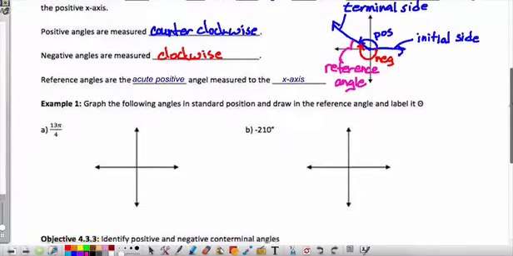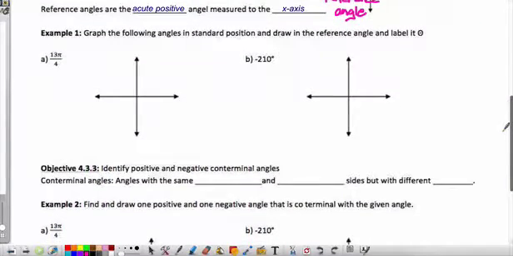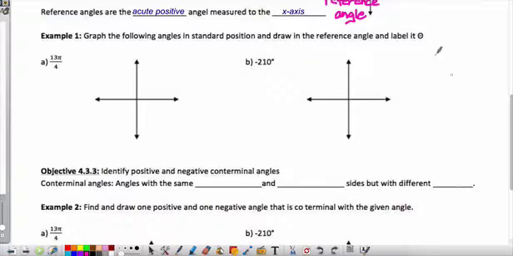So example 1 here, graph the following angles in standard position and draw in the reference angle and label it theta. We're also going to find out what that measurement is. All right, so 13 pi over 4. You could just change this to degrees, but it's really helpful if you can get used to counting by fractional parts. And it sounds hard and we're scared of fractions, but really once you get the hang of it, it's pretty easy and it's going to come in handy a lot in this unit.